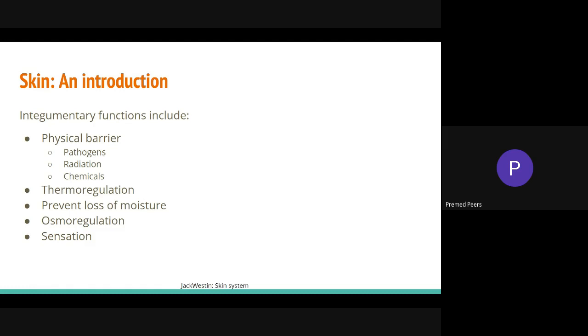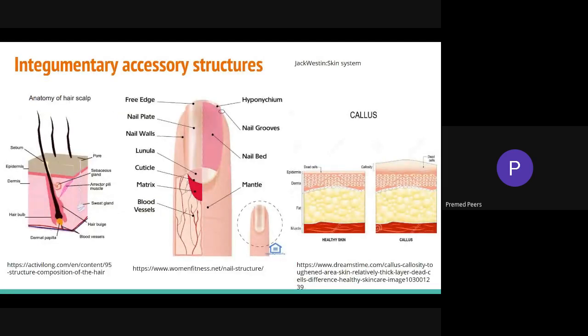The sweat glands play a part in another of the skin's jobs, osmoregulation. The skin also acts as a sensory organ and prevents loss of moisture. As you can see, the integumentary system is essential for maintaining homeostasis. You should also note that the hair, nails, calluses, and glands are all considered a part of the integumentary system.